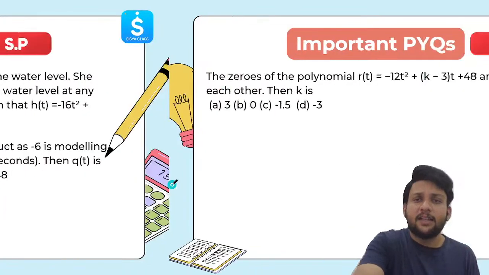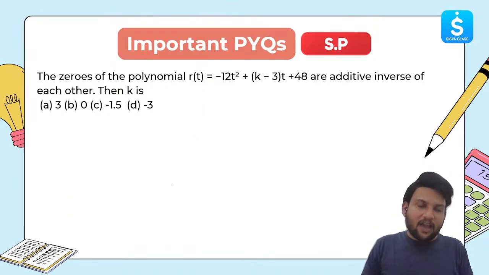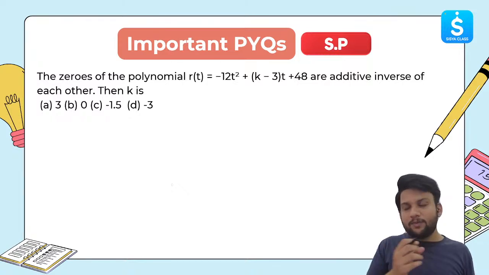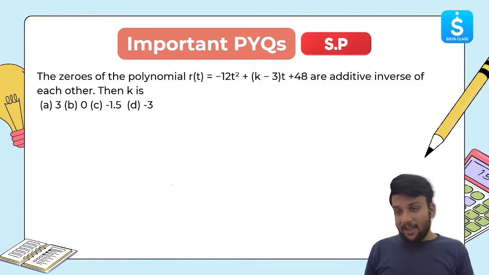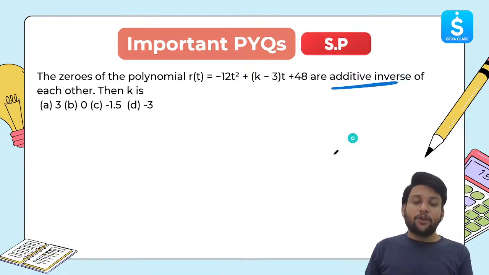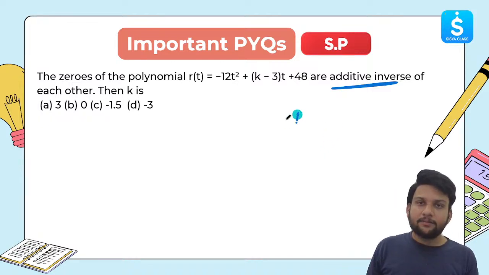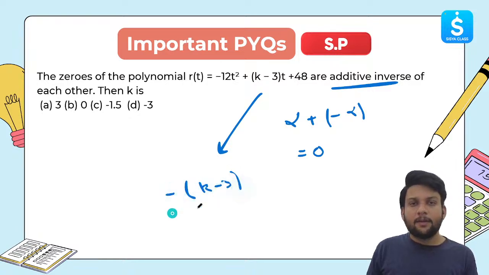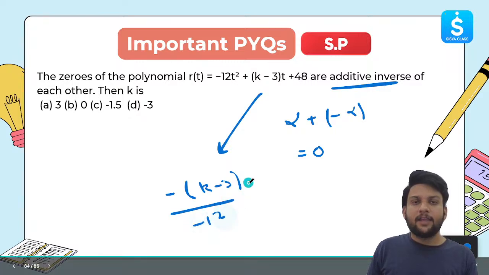Good. Let's do one last question for this session. I hope this is the 50th question. We have solved 50 questions in the past 90 minutes, and I hope this discussion was fruitful. Just one last question. Why I wanted to bring this question is the thing that is additive inverse. What do you mean by additive inverse, my dear students? Additive inverse means if we have alpha, then another root should be equal to minus alpha. That means the sum of roots will become 0. And here, what is the sum of roots? Minus b by a, that is minus of (k minus 3) by 12 equals to 0.